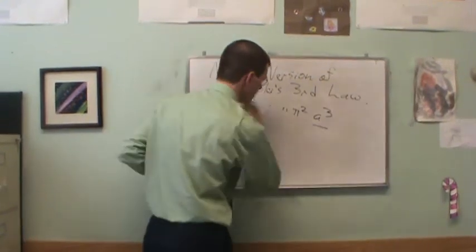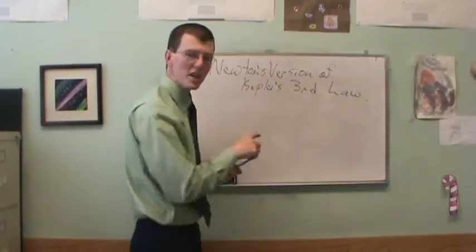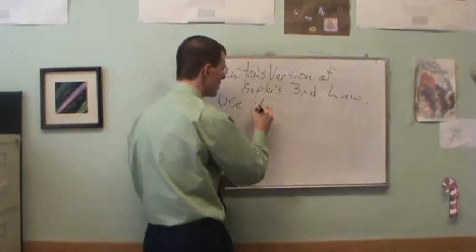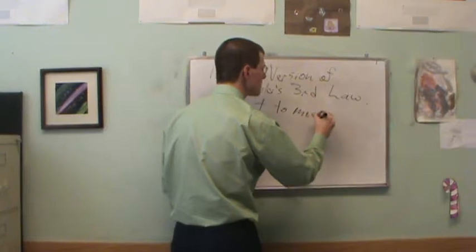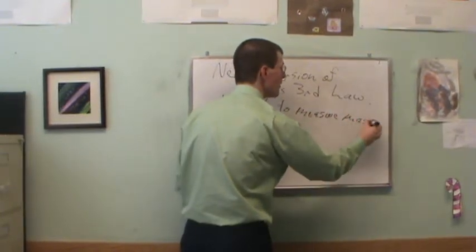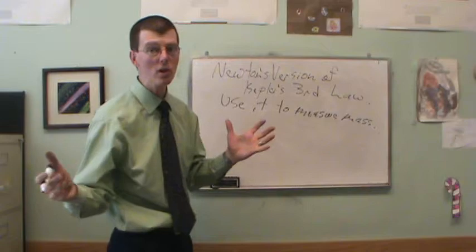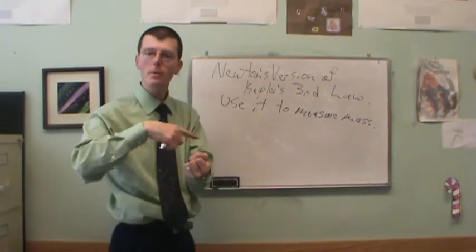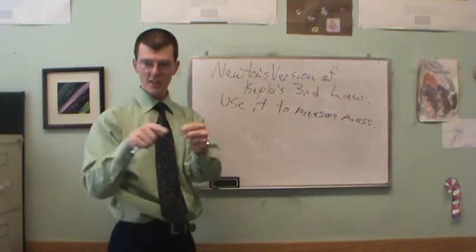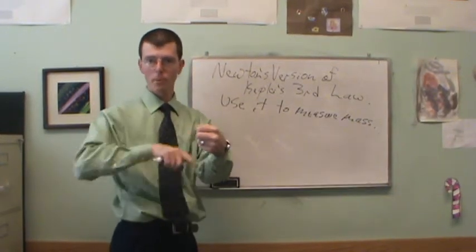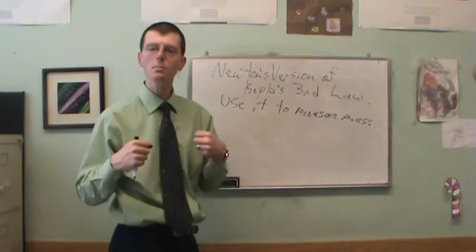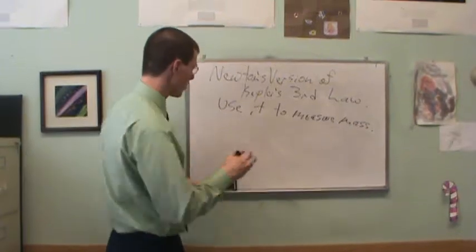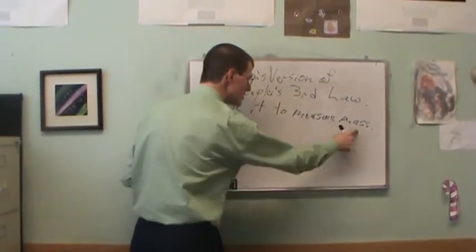Let's write this down. So this is what we're going to do. Newton's version of Kepler's third law is going to be our scale. We will use it to measure mass. If I want to know the mass of any object in the whole entire universe, according to Newton's version of Kepler's third law, all I got to do is find something else that orbits around it, measure the orbital distance, how far away is it, measure the orbital period, how long does it take to orbit, and that allows me to calculate the mass of the thing being orbited based on the motion of the thing doing the orbiting. So, orbiting. We'll use it to measure mass.